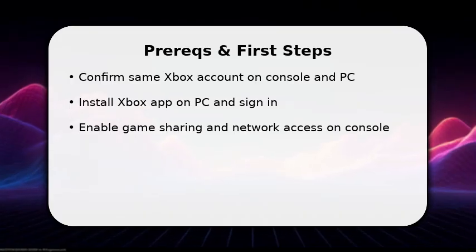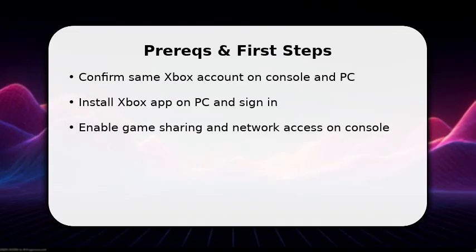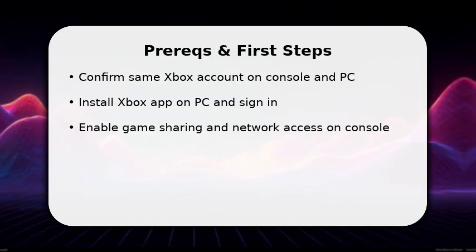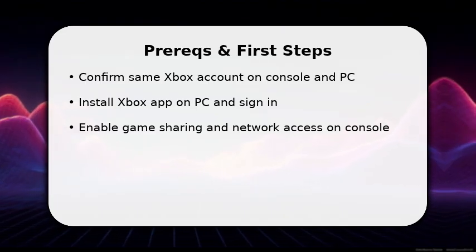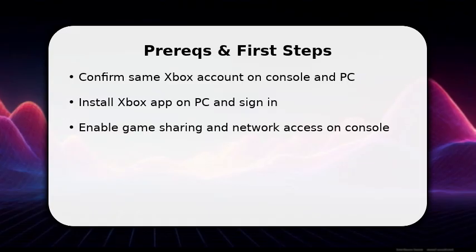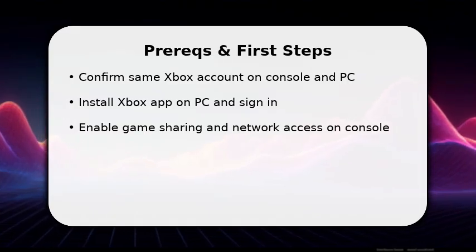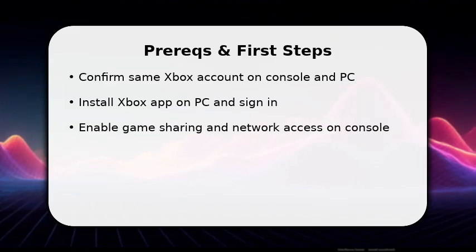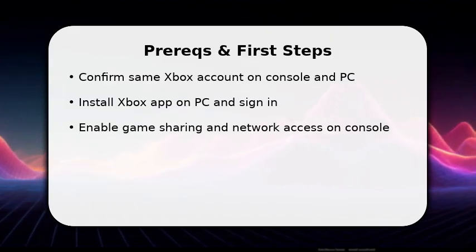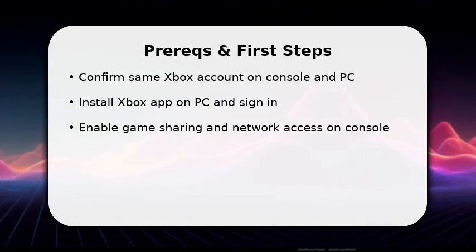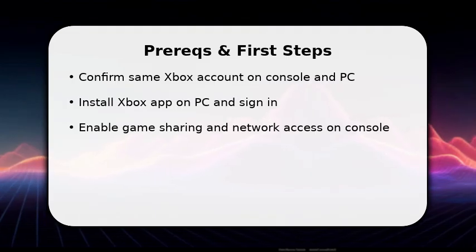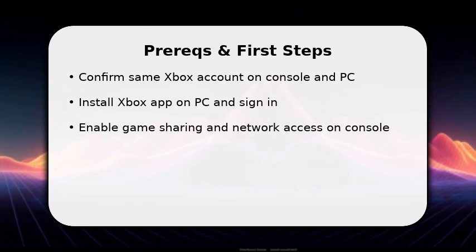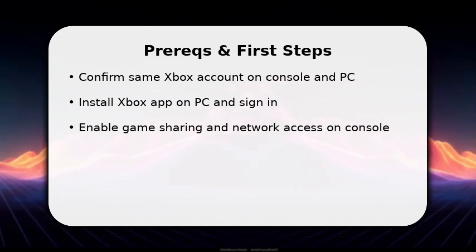You'll start by confirming prerequisites and taking the first steps immediately. Sign into the same Xbox/Microsoft account on both the console and the PC so the library can sync. Next, open the Xbox app on your PC and make sure it is updated. This establishes the connection layer. Once done, enable game sharing and network access on your Xbox console. That allows Dead by Daylight to appear as a shared title. These steps set the foundation for streaming or cloud access.